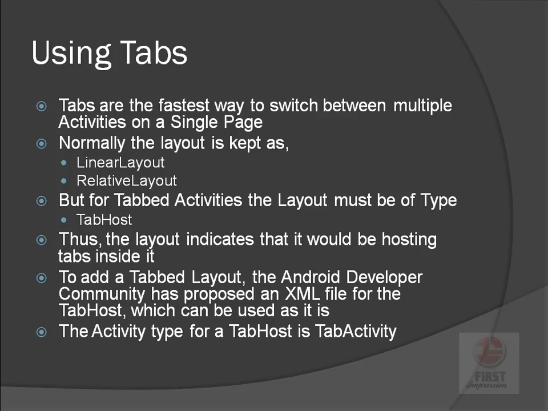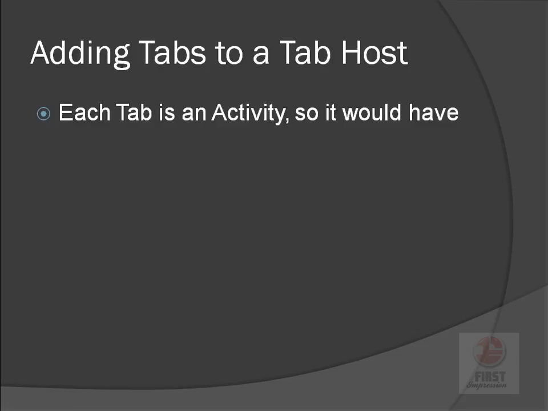We have seen activities, those were normal activities which extend from the activity class. We have seen preference activities that extend from the preference activity class, and now we have tab activity that extends from the tab activity class. So each tab is an activity, so it would have an XML layout and a Java code. In your application, if you have 4 tabs, then each of these 4 tabs will be an activity, so each of them will have an XML layout and a Java code.